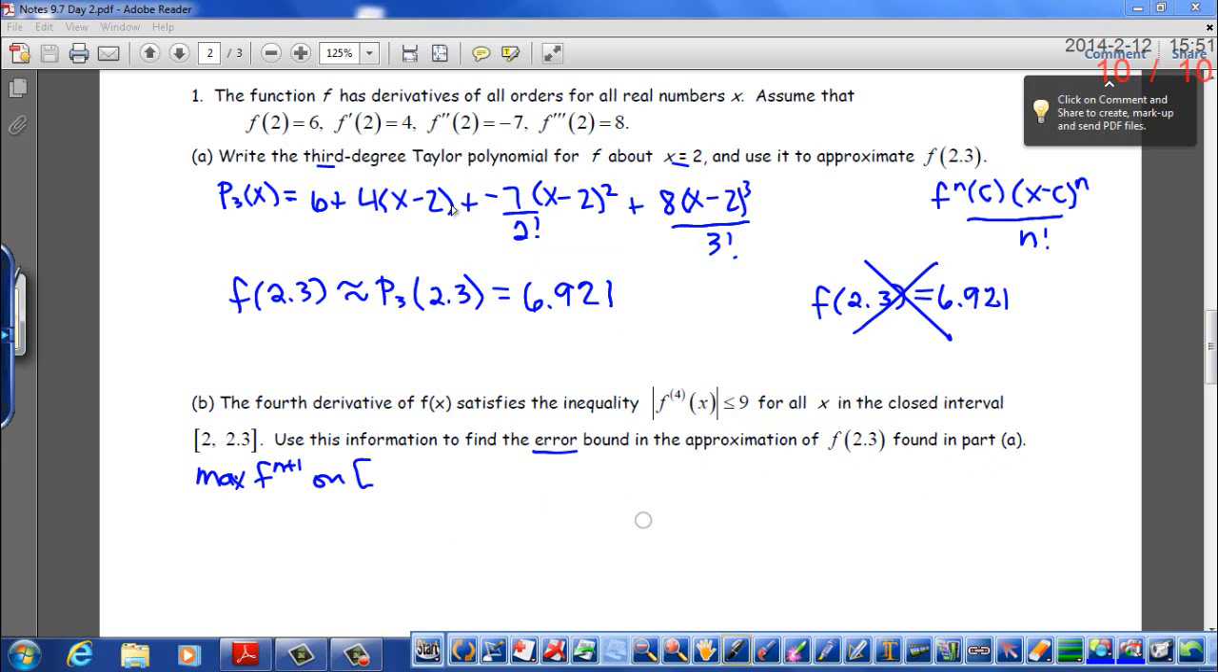Well, c is where it's centered, so I'm centered at 2, and x is 2.3 because that's what I was plugging in to make my approximation. So it's on the interval between 2 and 2.3, and then times the absolute value of the difference between x and c. I always just take the bigger number minus the smaller number. So 2.3 minus 2 to the n plus 1 power, and then over n plus 1 factorial.